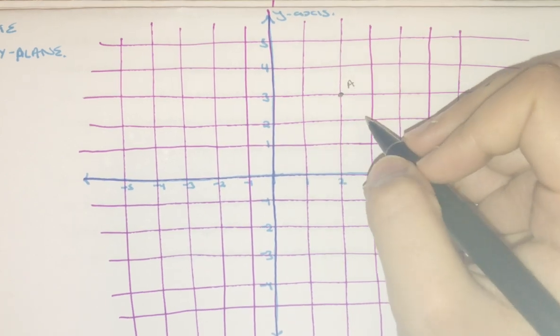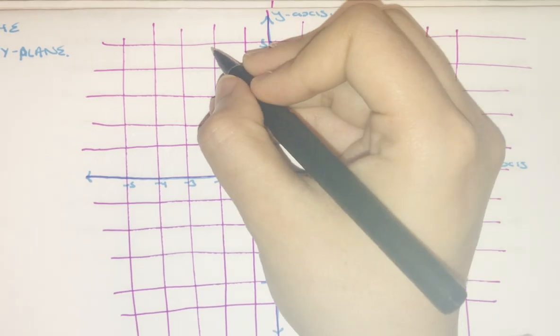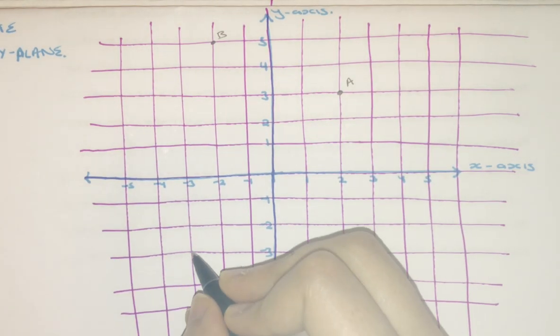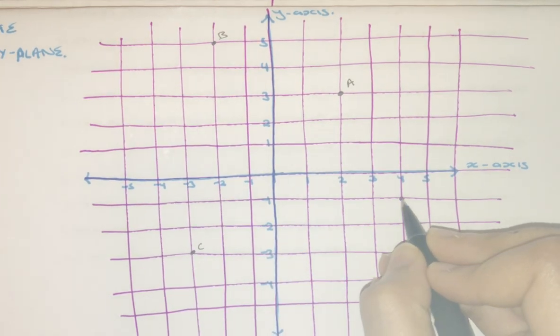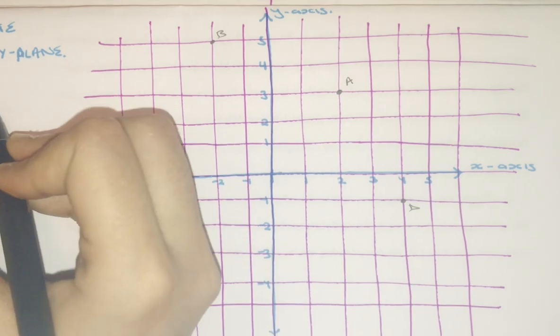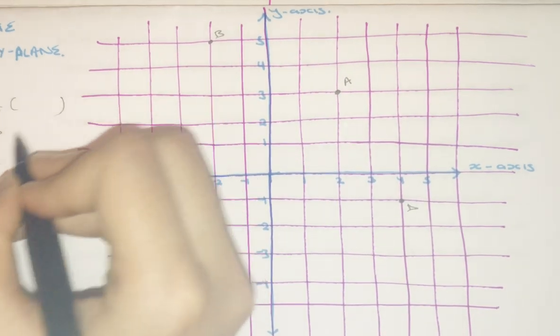Let me put in the points first, and then we can start labeling them. Okay, so I have labeled 4 points. Now let's look for the coordinates of each point. So we have A, B, C, and D, right?